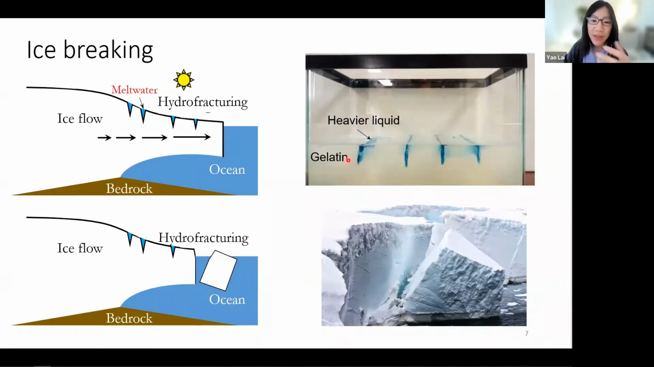So to give you some intuition, here is an analog experiment that you can easily do in the kitchen. And this qualitatively shows that heavier fluids can cut through a brittle block of solid. And in this case, I was using gelatin.